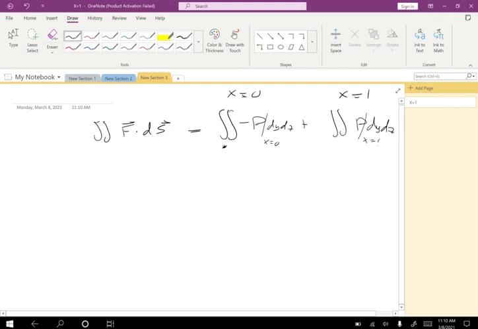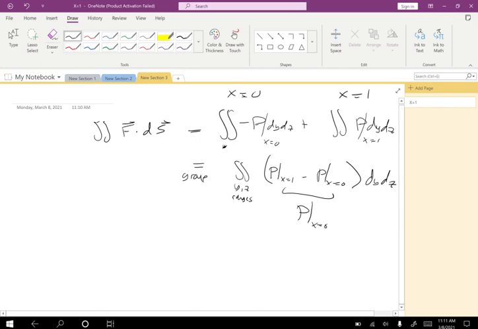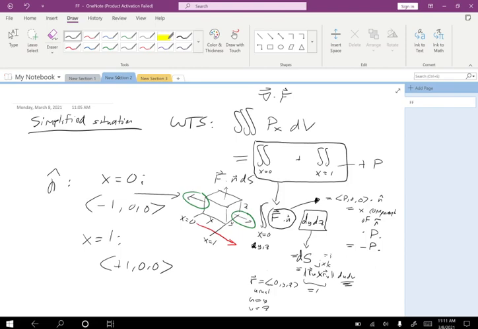All right? So note I'm going to group this together suggestively. So this will be the y, z ranges. It's a cube, so they just go from 0 to 1. So this will be P at x equals 1 minus P at x equals 0, dy dz. And whenever you see something like this, which is really just P evaluated from x equals 0 to x equals 1, you should immediately think fundamental theorem of calculus. Well, that's exactly where the left-hand side is coming in.